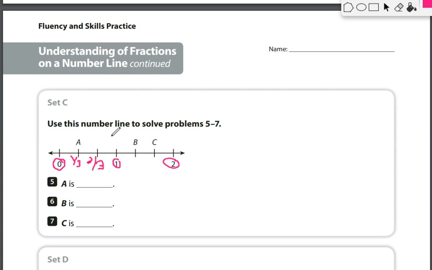2/3. I'm going to have to come up here for my 3/3. 3/3. 4/3. Oh, my 5 is not fitting. 5/3. And this would be 6/3. All right, A is 1/3.